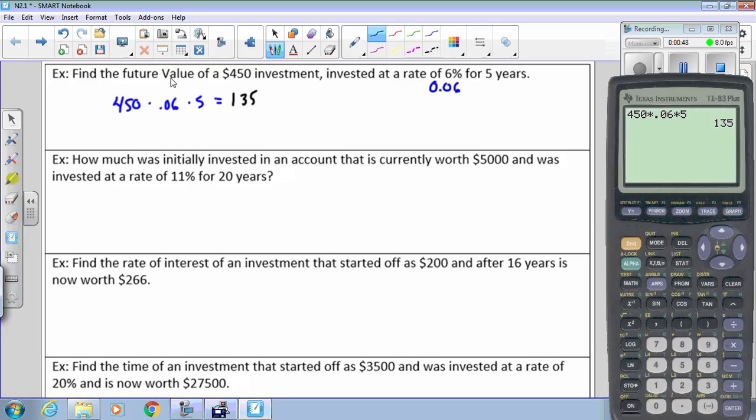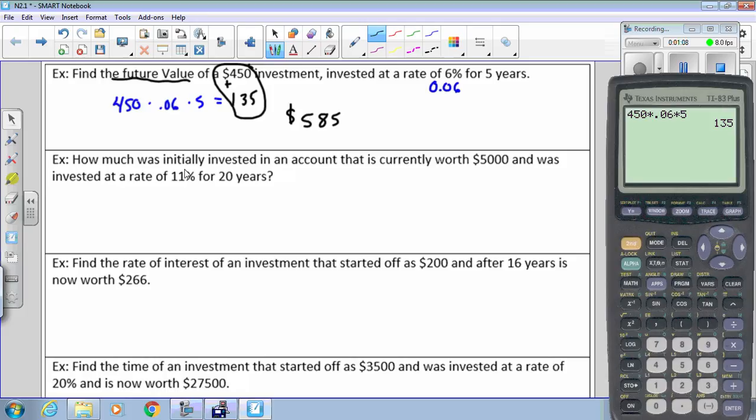So what is my future value? My future value is the sum of my principal and my interest. A lot of students forget to add that at the end. You can even write that at the beginning of your formula if you wish. So 135 plus 450, that's 585, would be my future value.